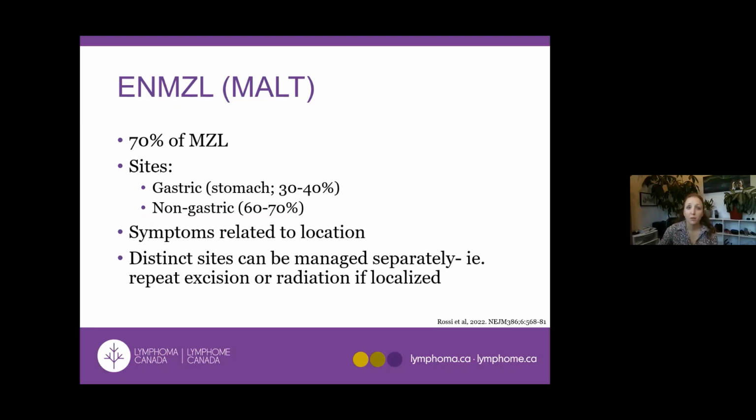We know that patients with gastric MALT or extranodal marginal zone lymphoma generally do very, very well. So with frontline treatment, responses last usually for over 10 years. So over 90% of people are living without evidence of their lymphoma at 10 years. The outcomes are still very, very good for non-gastric MALT. They just can have a slightly higher risk of relapse over time.